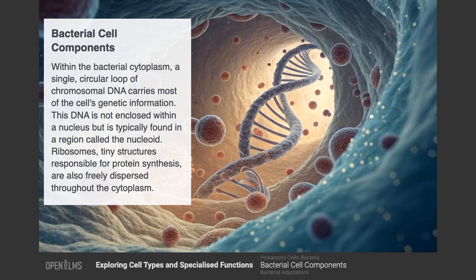Bacterial cell components. Within the bacterial cytoplasm, a single, circular loop of chromosomal DNA carries most of the cell's genetic information. This DNA is not enclosed within a nucleus, but is typically found in a region called the nucleoid. Ribosomes, tiny structures responsible for protein synthesis, are also freely dispersed throughout the cytoplasm.